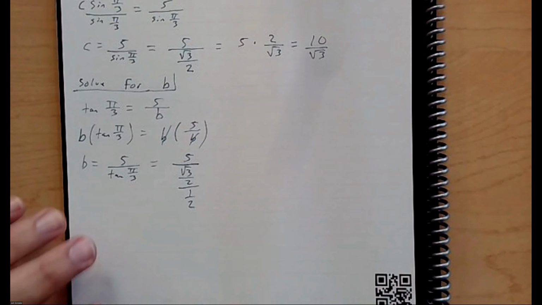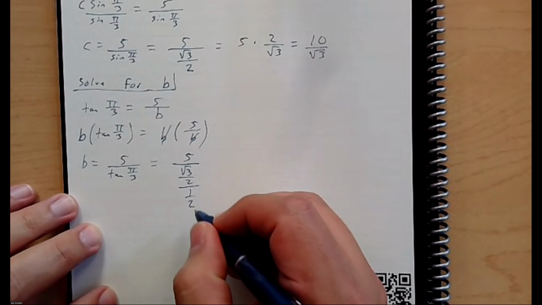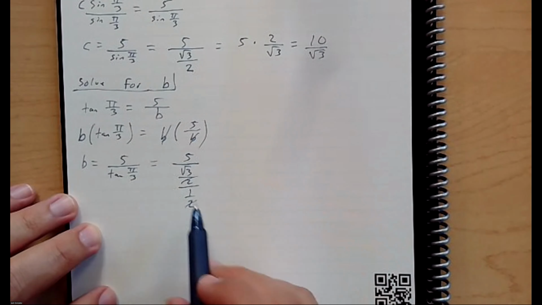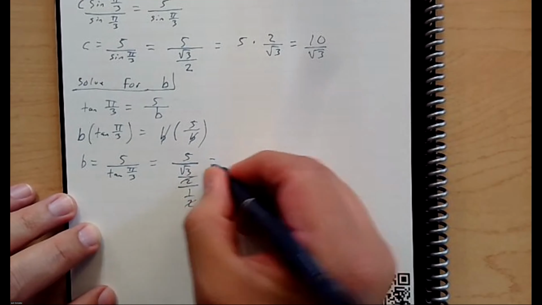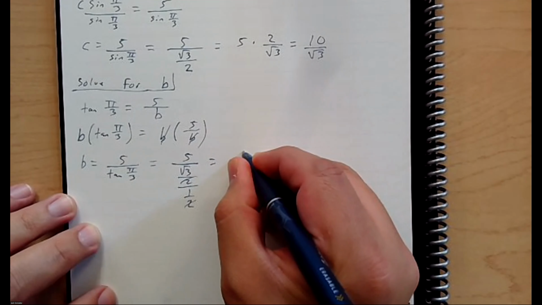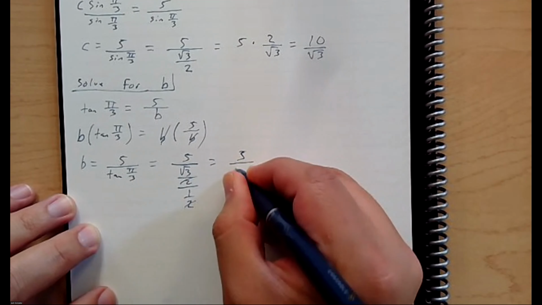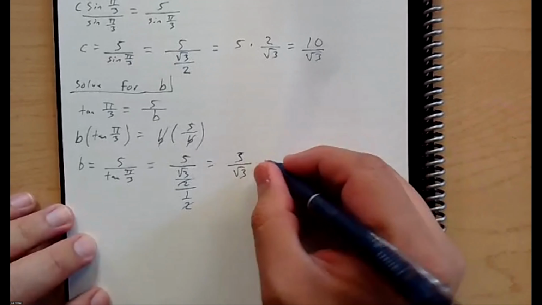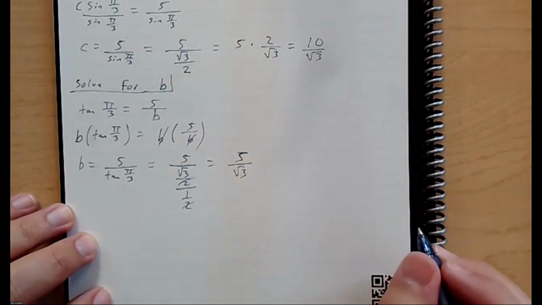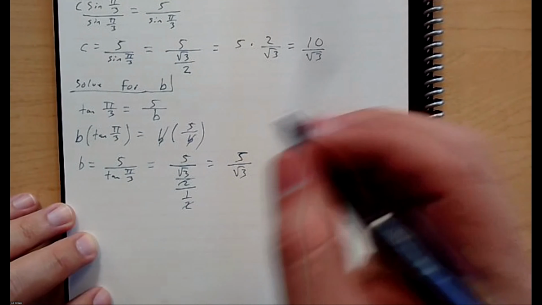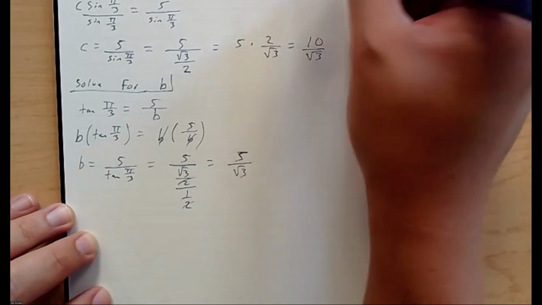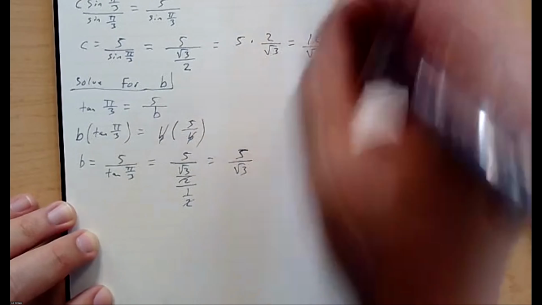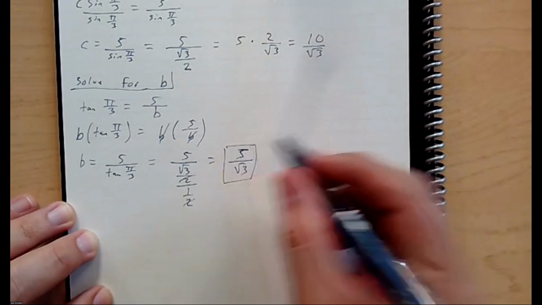Right? So these would cancel, it would flip over and multiply, leaving you with 5 over square root 3 over 1. And that's good enough for me. So we got our B and our C.